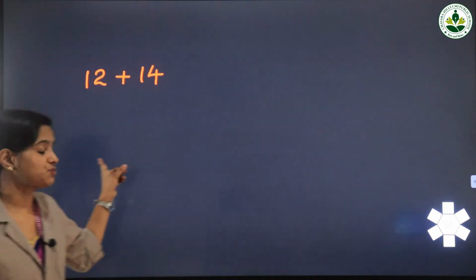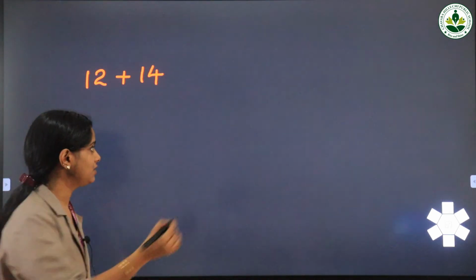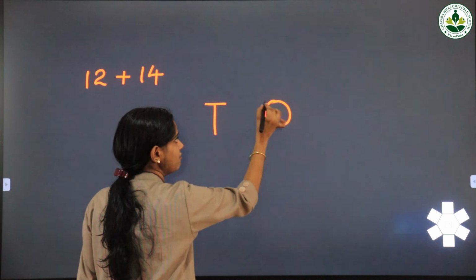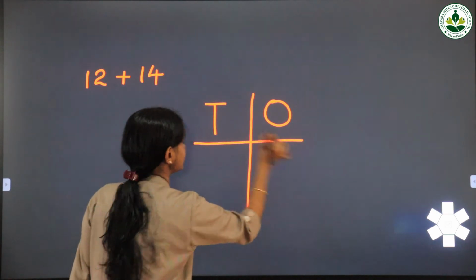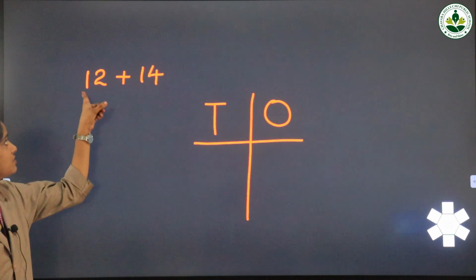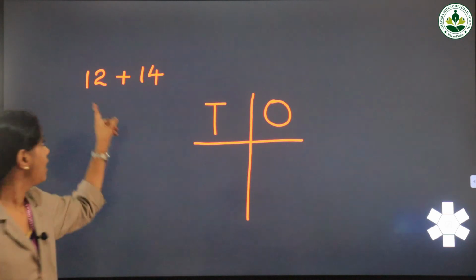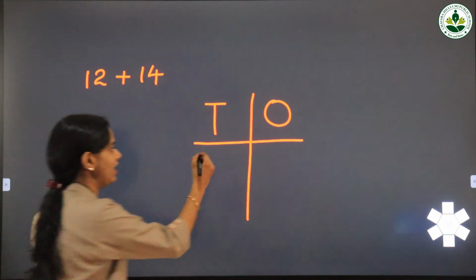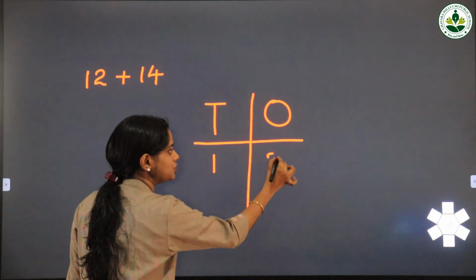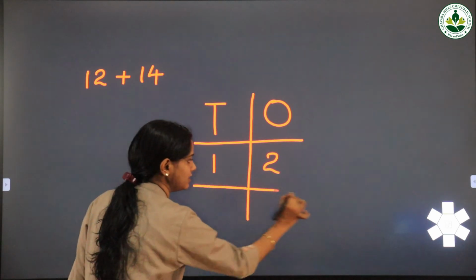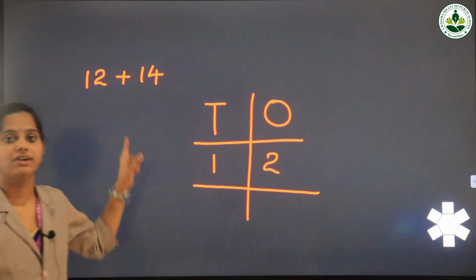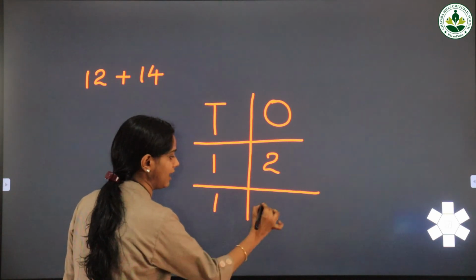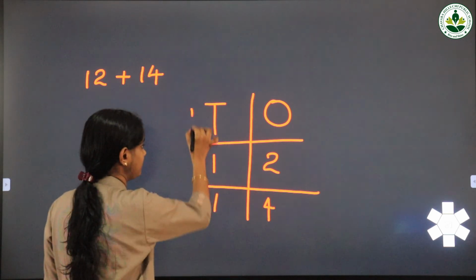For this, first we place these numbers in the place value chart. This is the tens column and this is the ones column. First we place 12. How many tens and how many ones in the number 12? The number 12 has 1 ten and 2 ones. The number 14 has 1 ten and 4 ones.